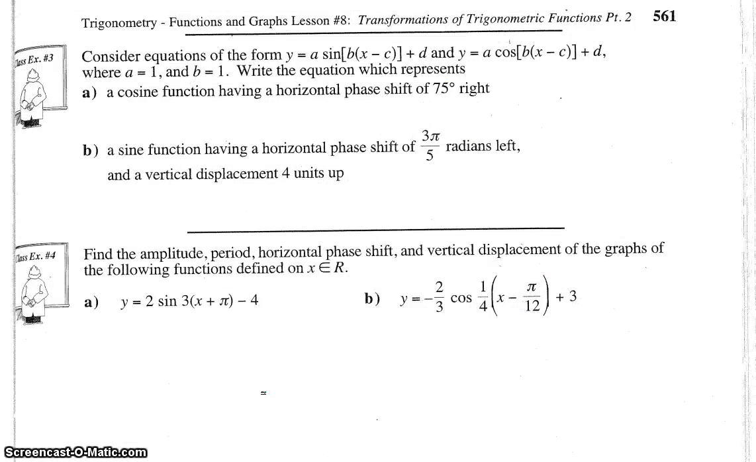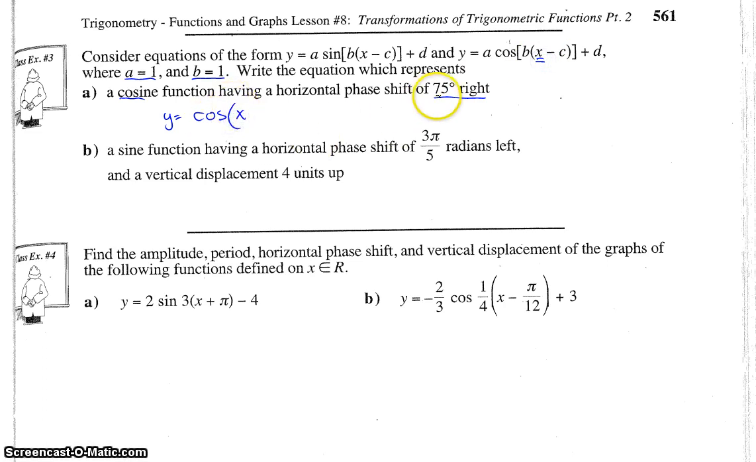Okay, consider equations of the form y equals a yada yada, the full transformed form, and cosine as well, where a is 1 and b is 1. So they're implying we don't have any horizontal or vertical stretches going on. Okay, so write the equation which represents a cosine function. So we know we're writing y equals cos. Okay, having a horizontal phase shift of 75 degrees right. Okay, so check out our variable, it's x.